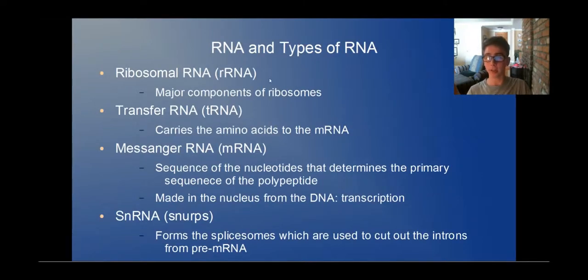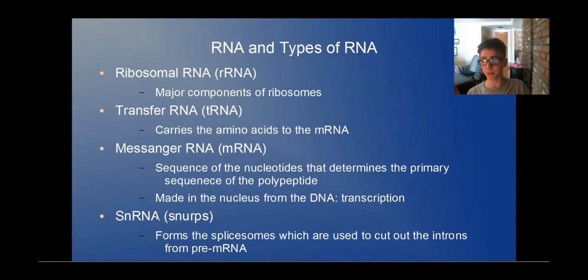So on RNA, there's four main types of RNA when dealing with protein synthesis. We have ribosomal RNA, or rRNA, which is the major component of ribosomes. We have transfer RNA, or tRNA, which carries the amino acids and has the anticodons to fit into the mRNA, which is messenger RNA, and it's a sequence of nucleotides that determines the sequence of the polypeptide, and it's made in the nucleus of the DNA during transcription.